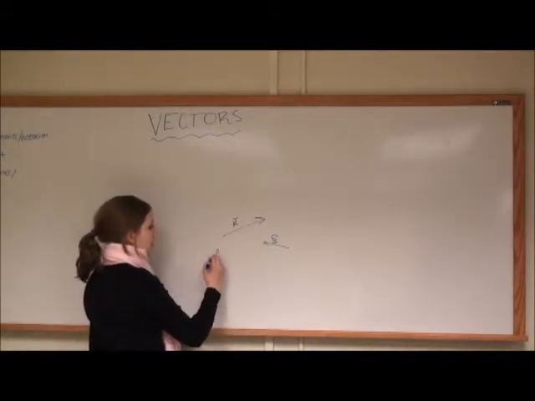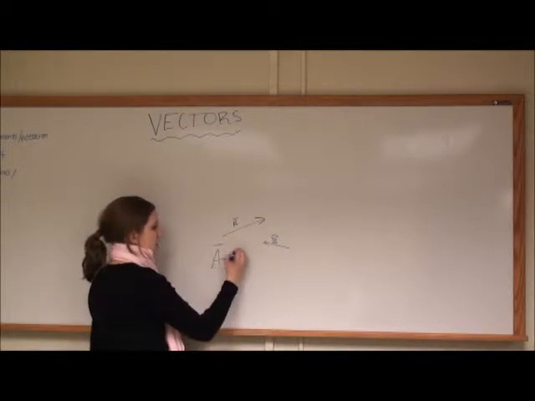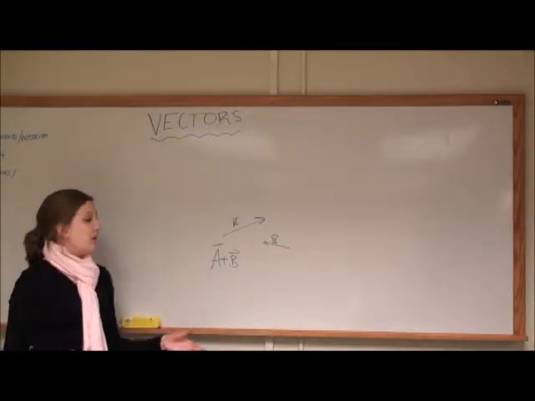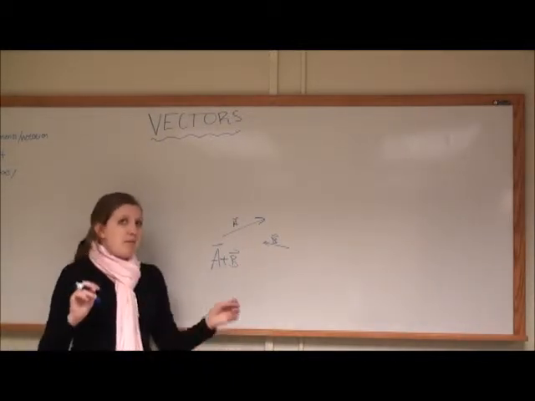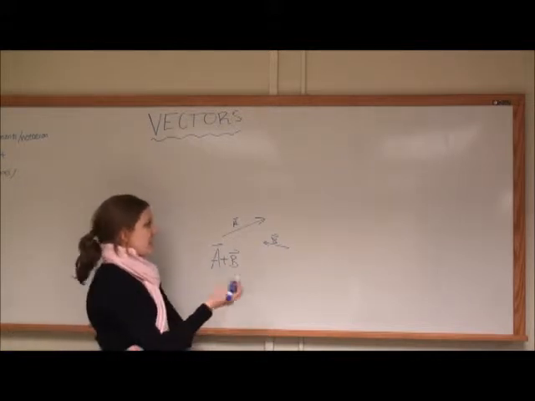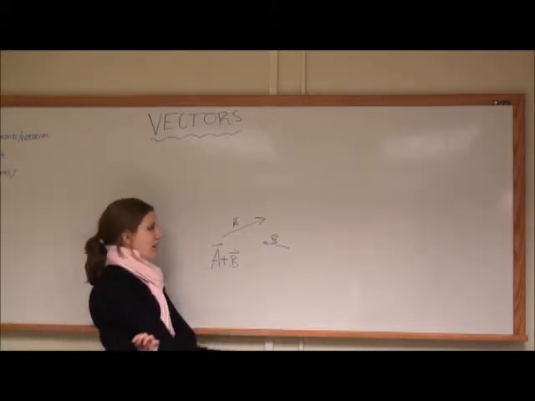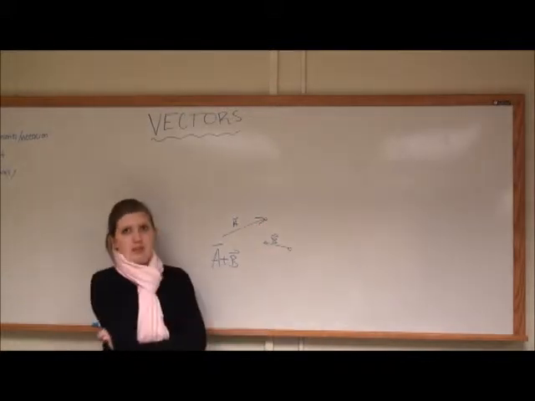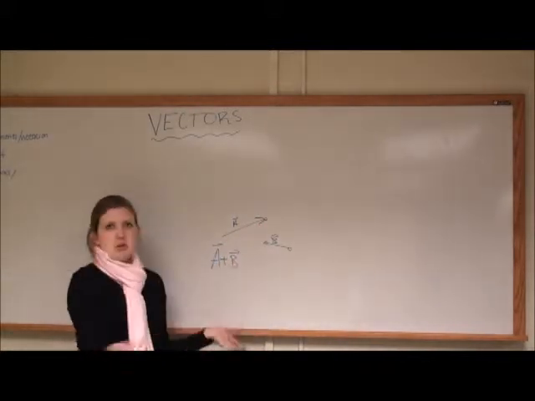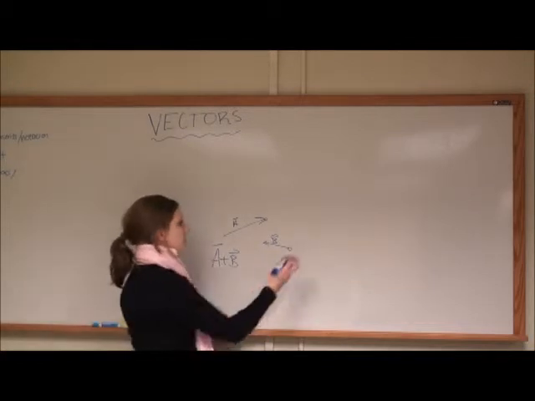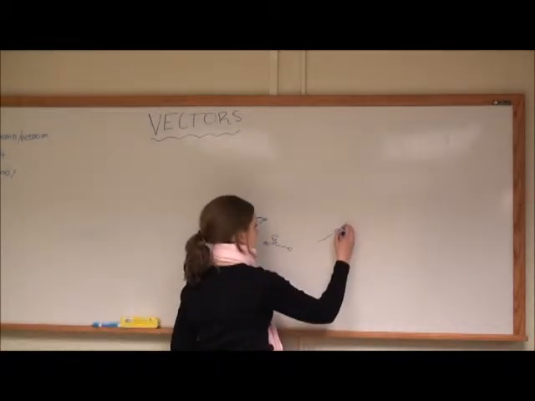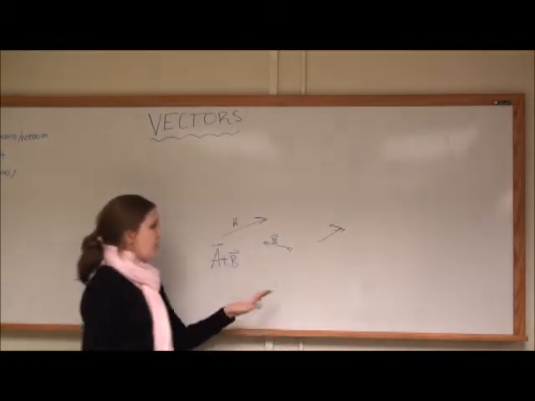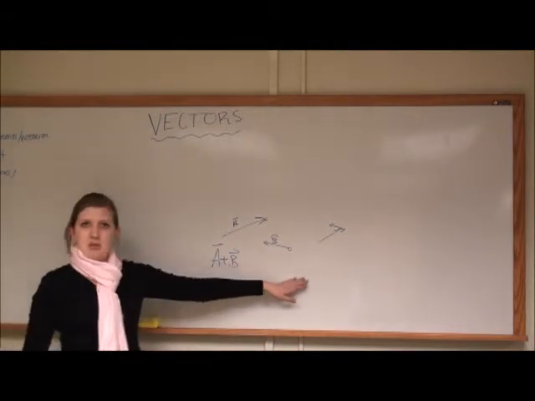If I want to know what A plus B is, all I need to do is what's called the tip to tail method, which means I take the tip of the first vector and put it to the tail of the second. So these guys are going to meet up. You can redraw this however you need. So that's an approximation, scaled down, of what I just drew.